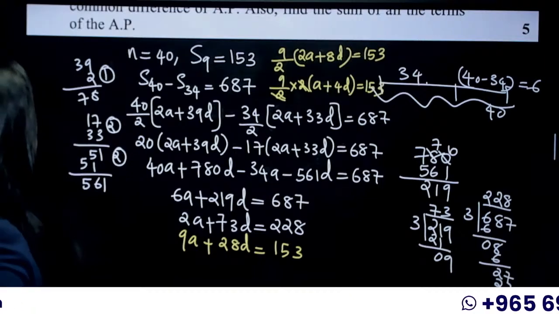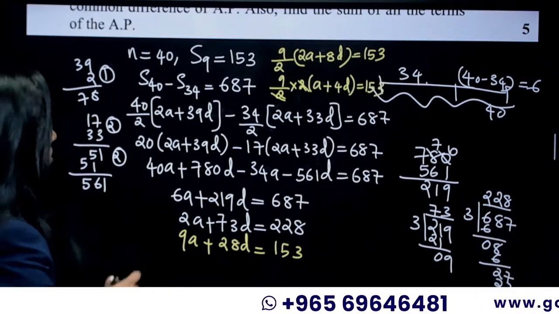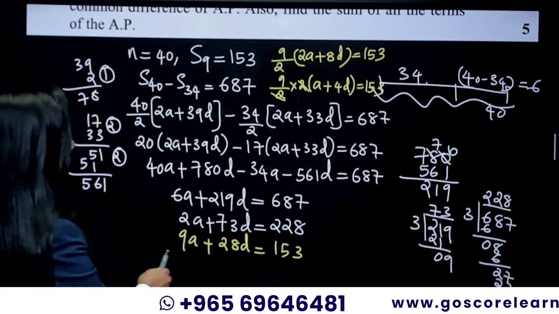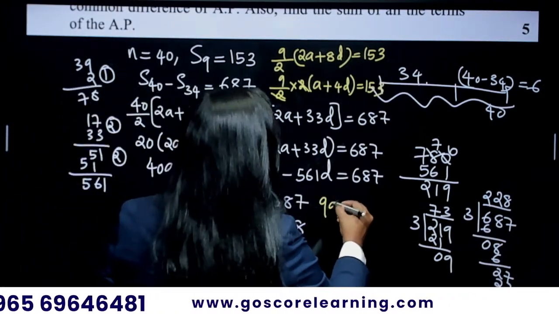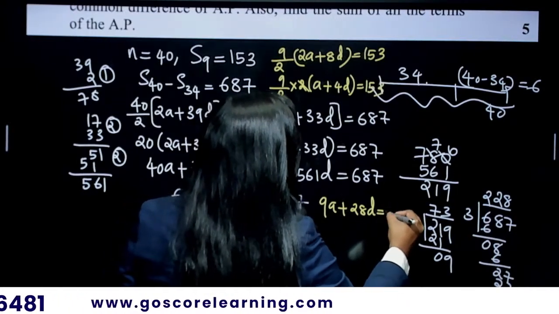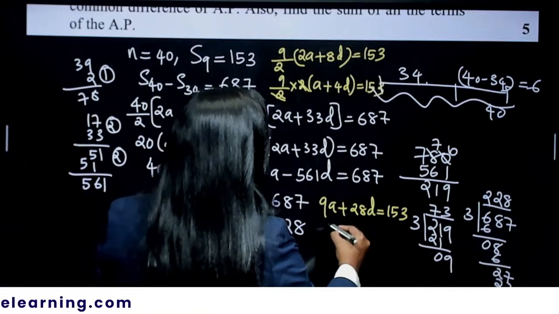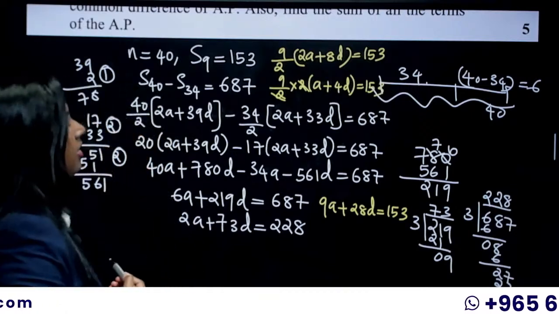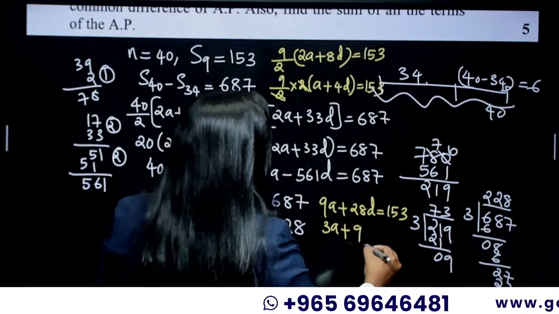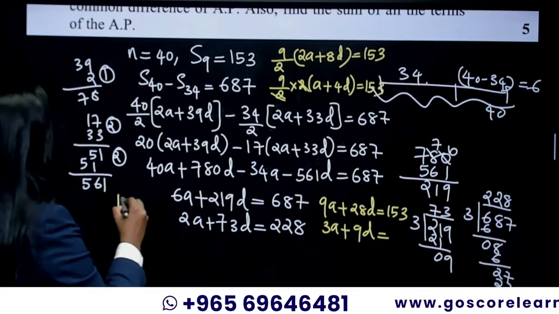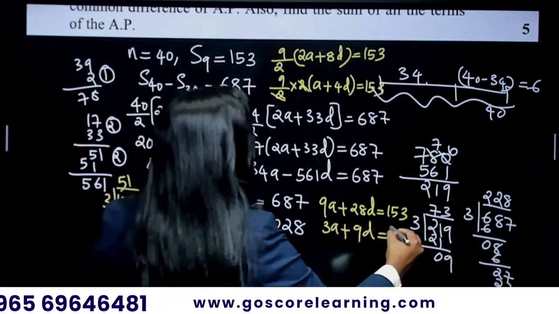Okay, so we got two equations like this. And can we divide this throughout by some number? Yeah, we can. Let me write it here: 9a plus 28d is equal to 153. Again, it is divisible by 3. So 3 threes are 9. Can we divide it by 9? No. So 3a plus 9d is equal to 153 by 3. So 3 fives are 15 and 1 three is 3. So it is going to be 51.